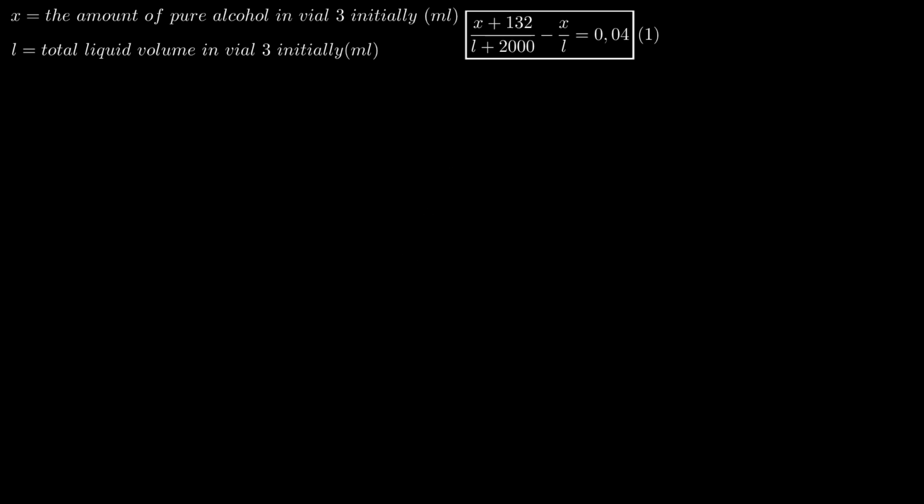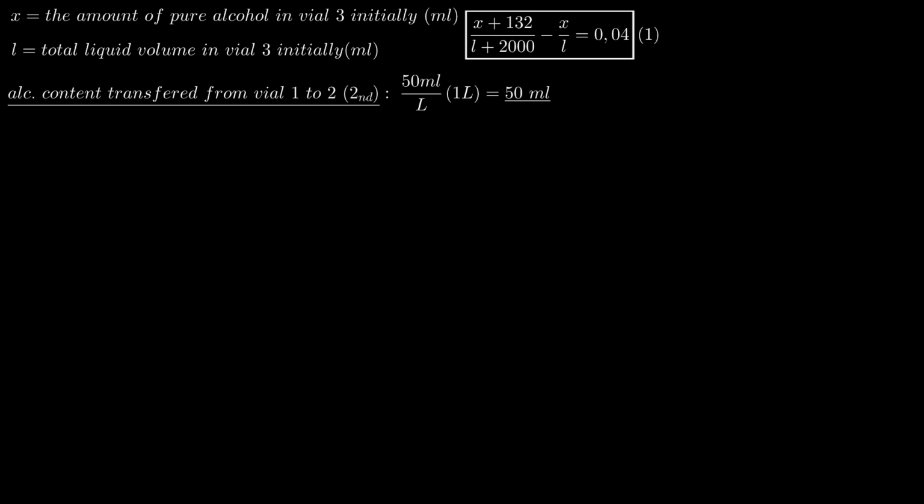Now we need one more equation since we have 2 variables. Oh yes. Now let's look at the second transfer, since it says the whole process was repeated. So we transfer liquid from vial 1 to 2 again. So how much pure alcohol is transferred this time? Since the alcohol concentration in vial 1 hasn't changed, and we transfer the same amount of total liquid, then again we transfer 50 milliliters from 1 to 2, correct?